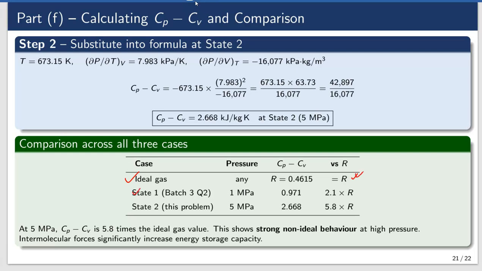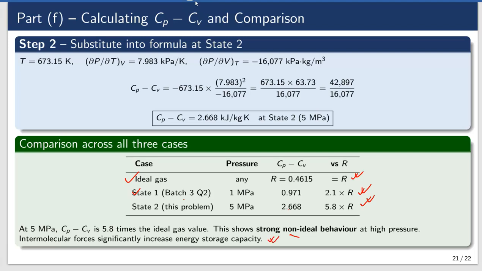For state 1, at 1 megapascal, we got 2.1 times R. For state 2, 5 megapascal, Cp minus Cv is 2.668, that is 5.8 times R. So at 5 MPa, Cp minus Cv is 5.8 times the ideal gas value. This shows strong non-ideal behavior at high pressure, meaning intermolecular forces significantly increase energy storage capacity.